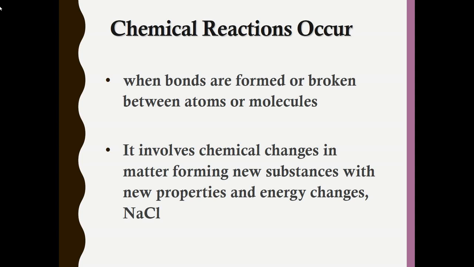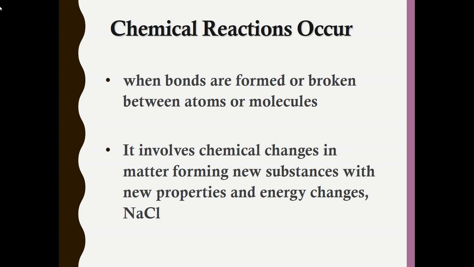And when a chemical reaction occurs, the bonds are going to be either formed or broken between atoms and molecules. So if I start with iodine and zinc, as you can see on the previous slide, all the bonds in the zinc atoms are going to be broken down and iodine atoms are going to be broken down. And then when they form zinc iodide, all the bonds are going to add together and it's going to create a different product. And it also involves chemical changes in the matter, forming new substances with totally different properties and energy.